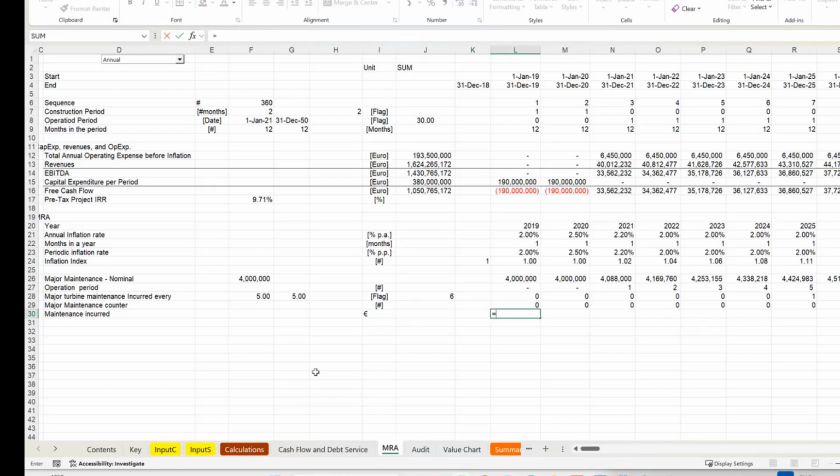How did you do that? Oh, cool. Okay, very good. Did everybody see what she did? Go up to that number and just multiply that by the flag, not by the counter, by the flag. So press enter and just copy that across. So those are the periods we're actually spending the maintenance.